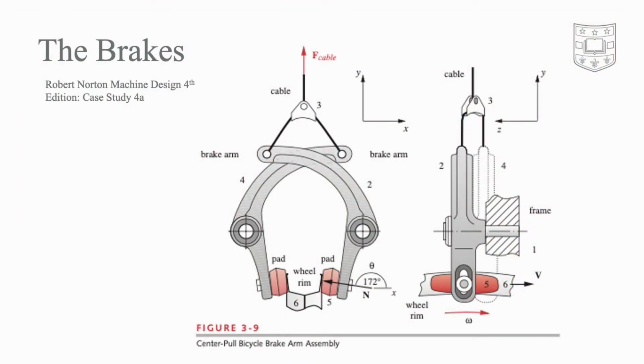My project is a center pole brake arm assembly which has been repeatedly failing in service. This is taken from the 4th edition of Robert Norton's Machine Design. So my goal is to use topology optimization to redesign the brake arm of this assembly.